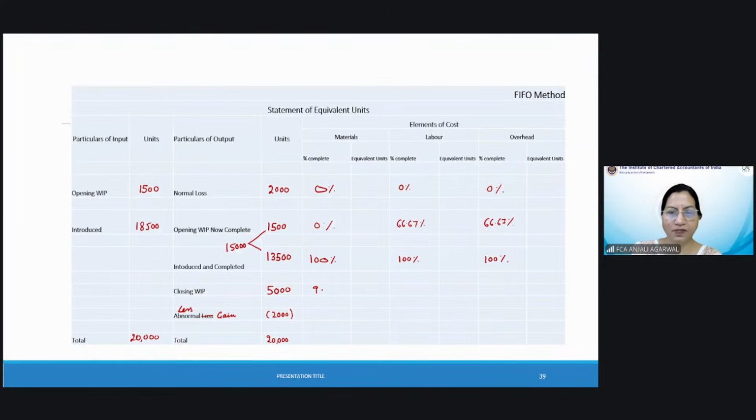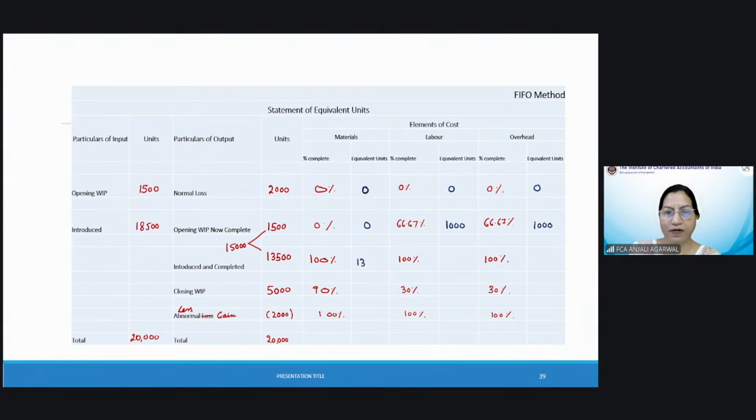So closing work in progress was 90% complete and 30% complete as far as labor and overheads was concerned. And abnormal gain is always 100% complete, but it is in the negative. So what is the statement of equivalent units? 2000 into 0. So this will remain 0, 0, 0. This will be 0, 1,000 and 1,000.